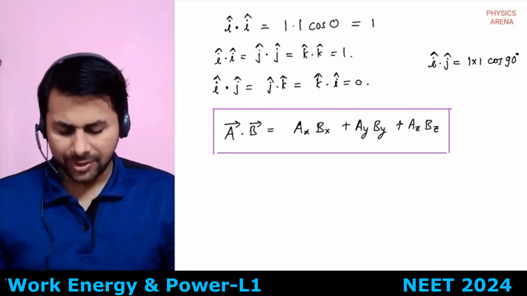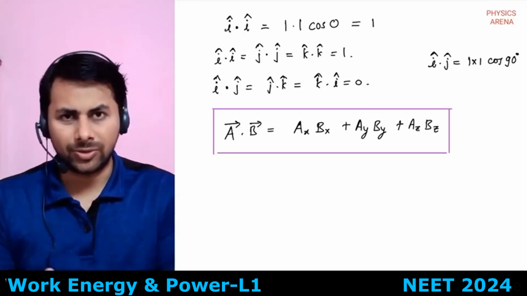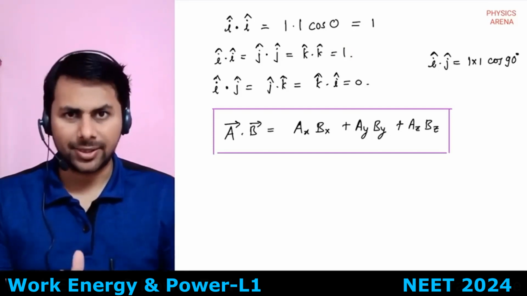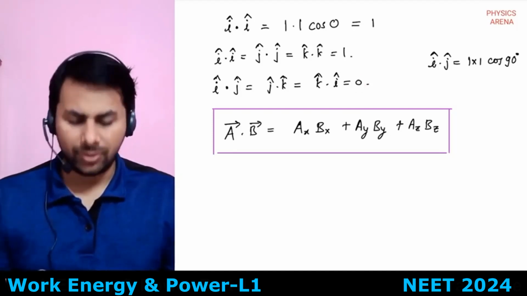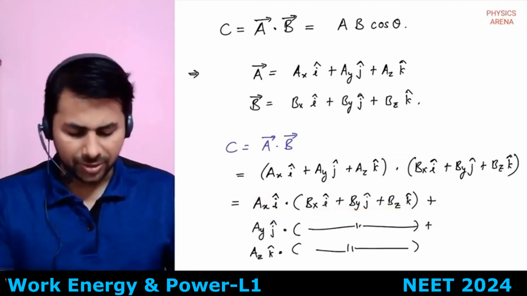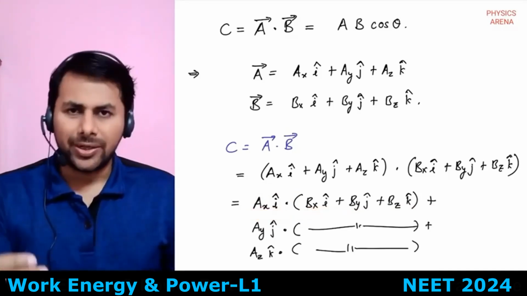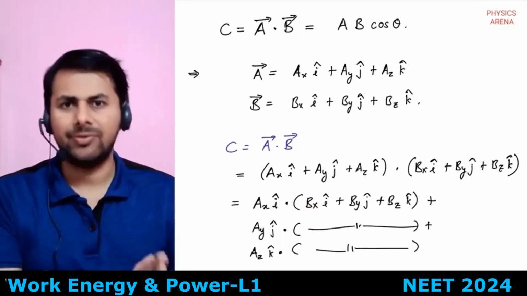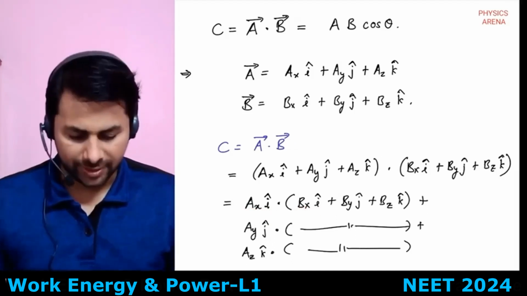Okay, so that means if you have unit vectors in the same direction and you take the dot product of those unit vectors, the result will be 1. And if you have unit vectors in perpendicular directions and you take their dot product, then the result will be 0. And therefore, when you multiply this AX i cap with BX i cap plus BY j cap plus BZ k cap, only the product of components in the same direction will survive, others will vanish. And therefore, you have AX BX plus AY BY plus AZ BZ.